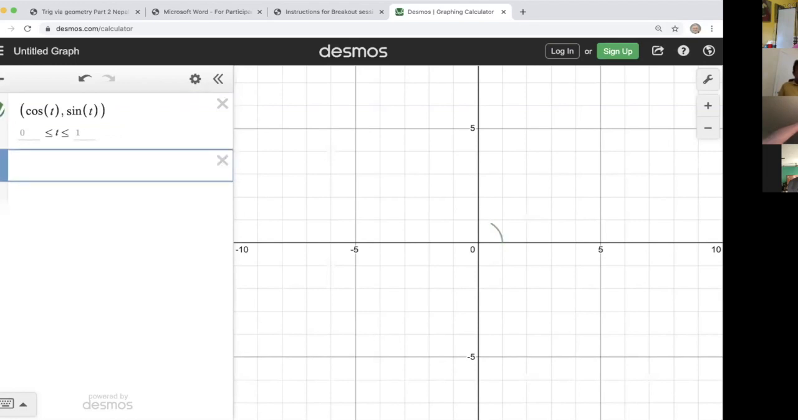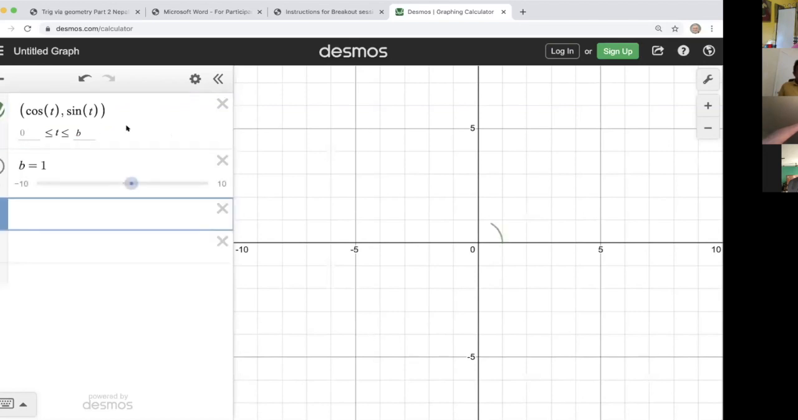So if I do that, that's kind of cool, but it can be even groovier if I make this max value b, and then I can see the circle being created for different values of b.